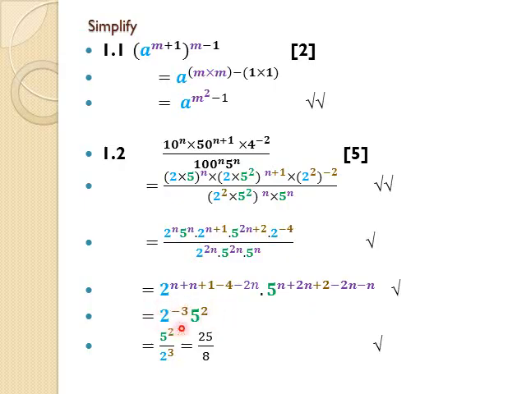Remember, we're not allowed to have a negative exponent as a final answer. So 5 squared stays on top, but 2 to the negative 3 goes to the bottom and becomes 2 to the power 3. 5 squared is 25. 2 to the power 3 is 8. So 1 mark for my final answer. There, 1 mark for law 1 and 2.